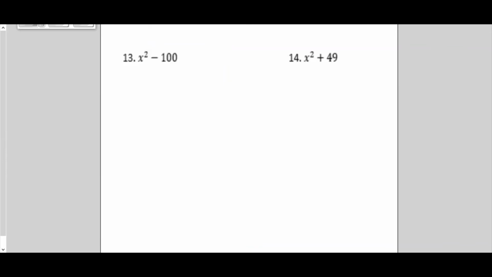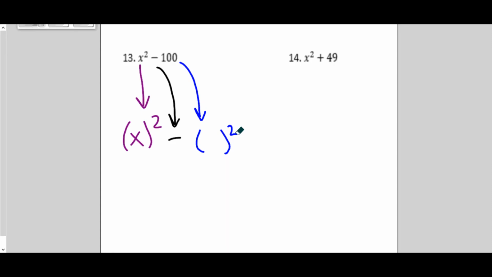Number 13. So I have x squared minus 100. I have 2 terms, so I'm going to see if I can use a difference of squares here. So x squared, what squared gets me x squared? Well, x gives me x squared. I'm going to bring down the subtraction sign because I know this is a difference. And then what squared gets me 100? The number that, when you multiply by itself, gets you 100 is 10.